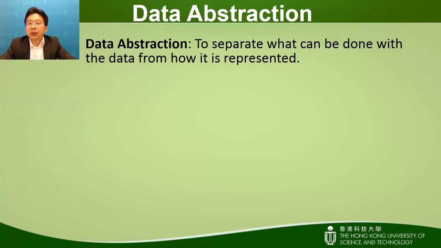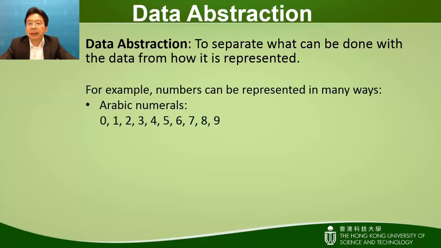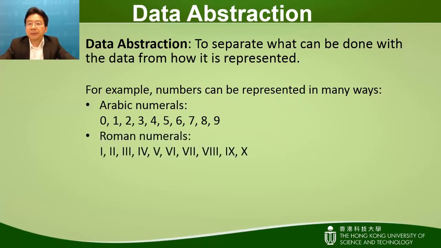In most applications, we usually care only about what the data object can be used for, but not how they are represented. For example, a number can be represented in many ways. In human language, the most commonly used number system is Arabic numerals. They are listed as 1, 2, 3, and so on until 9, and I'm sure that you can recognize all of them, but there are also Roman numerals.